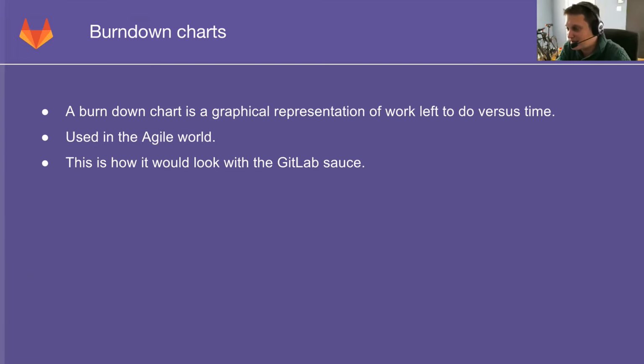So what is this? It's a graphical representation of the work left to do versus the time that remains in the milestone. It's heavily used in the agile world, so we can say that we are perhaps moving towards a more agile product, but actually we are not. It's just a very interesting concept that a lot of teams use, and we are just bringing this part of agile into GitLab. And I'm going to show you how it will look in GitLab.